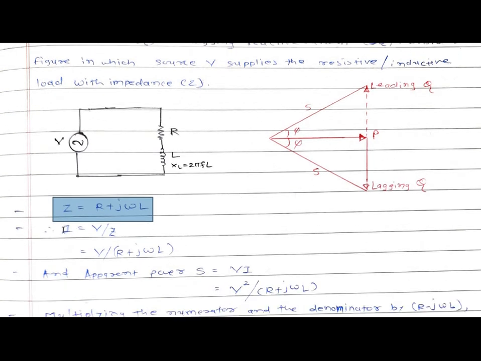From this figure we can say that current I is equal to V by Z. This is simple Ohm's law. Now put the value of Z equal to R plus j omega L in this equation, so our equation will become I equals V divided by R plus j omega L.